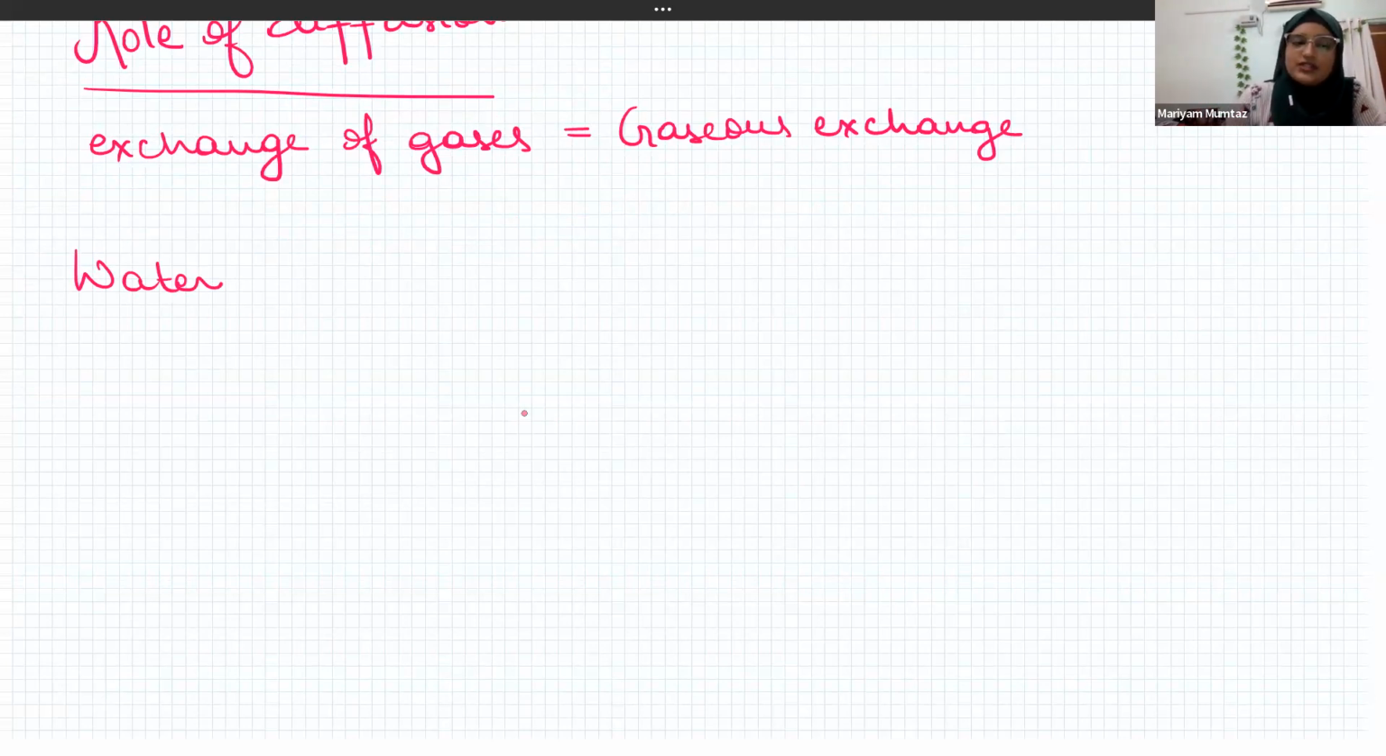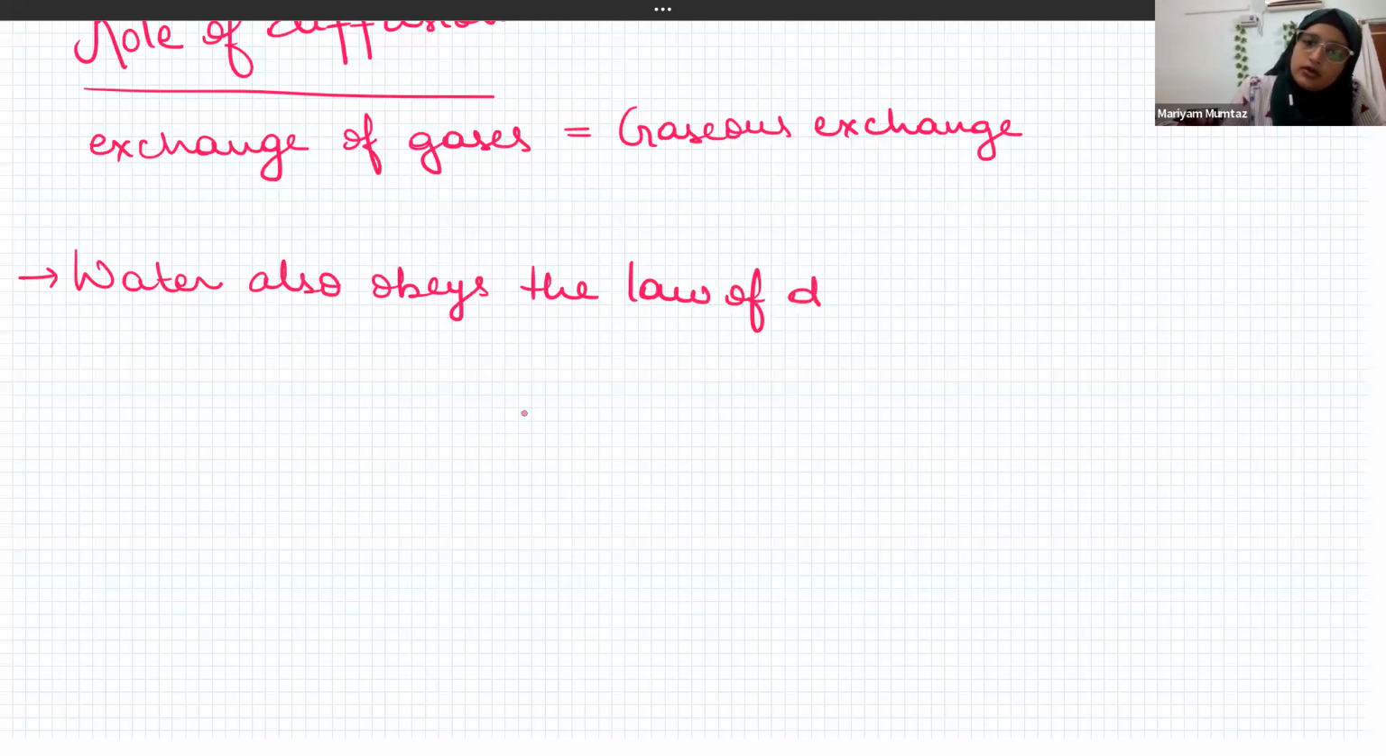Now see, you can write it down: water also obeys the law of diffusion, meaning that it will move from the region of its higher concentration to the region of its lower concentration. Yes, it does obey that. But this movement of water is not known as diffusion, even though it obeys the law. It is known as osmosis.